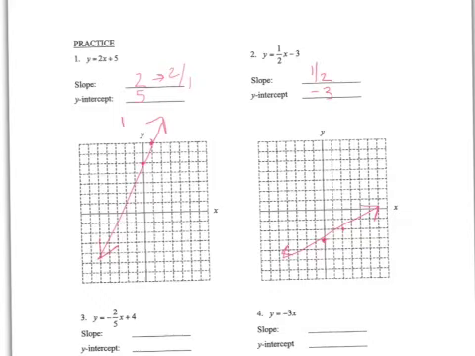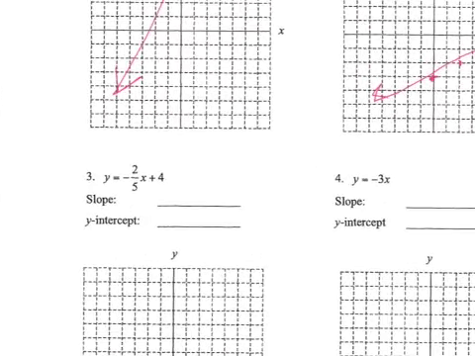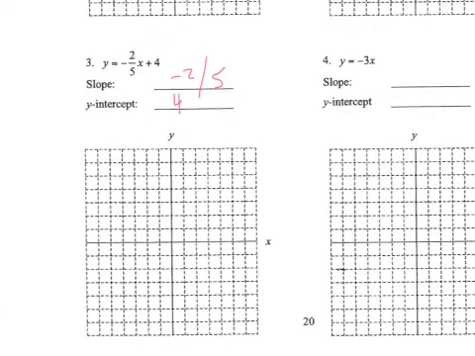Problem 2, our y-intercept was negative 3, which is the number by itself, and then I went up 1 and over 2 to the right, because that 1 and the 2 were positive. Problem 3, our slope is negative 2/5, and our y-intercept is 4. So we know that we have to start our line at positive 4, which is right here.